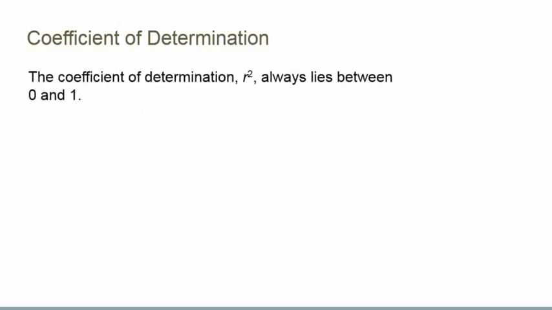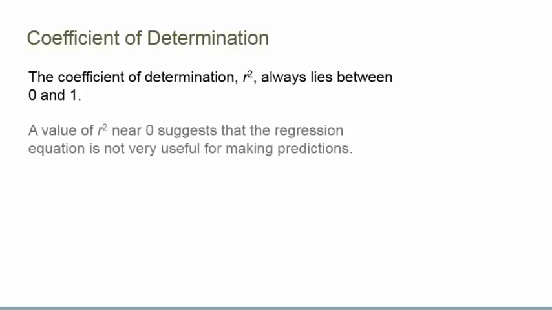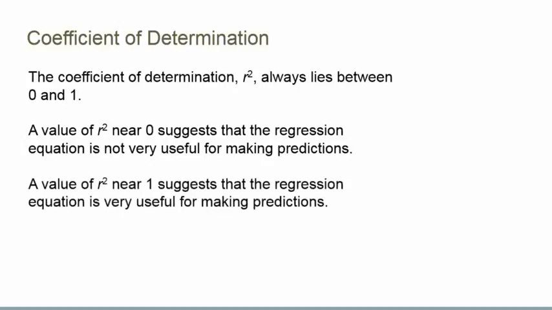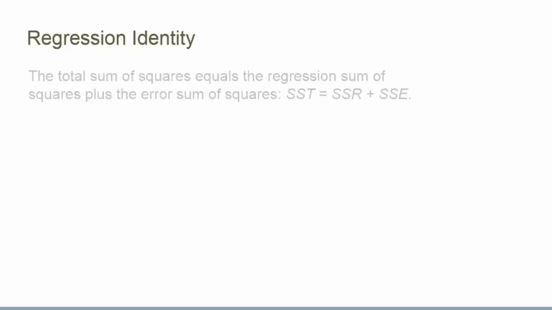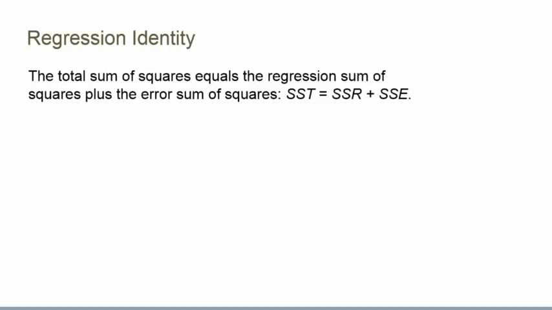The coefficient of determination, R squared, always lies between 0 and 1. A value of R squared near 0 suggests that the regression equation is not very useful for making predictions. A value of R squared near 1 suggests that the regression equation is very useful for making predictions. Regression identity. The total sum of squares equals the regression sum of squares plus the error sum of squares. SST equals SSR plus SSE.